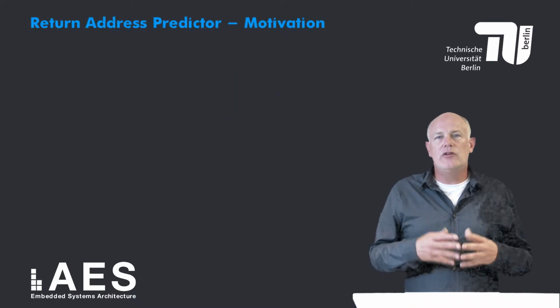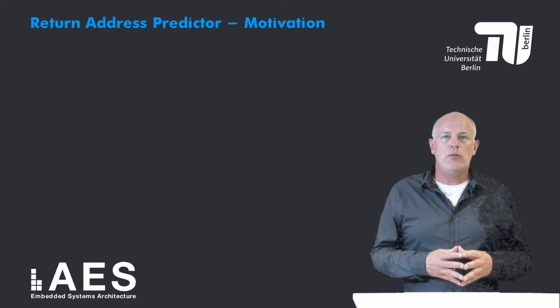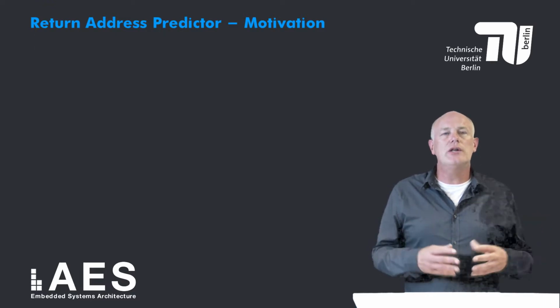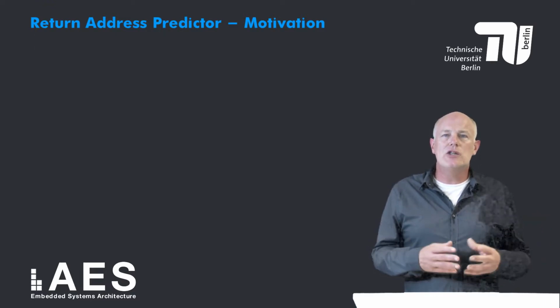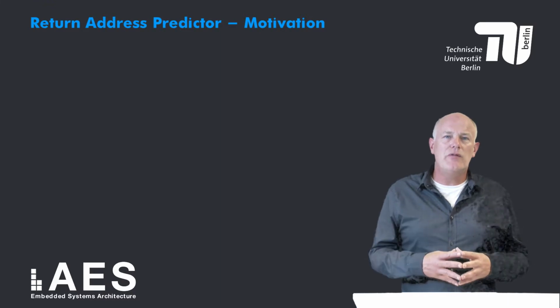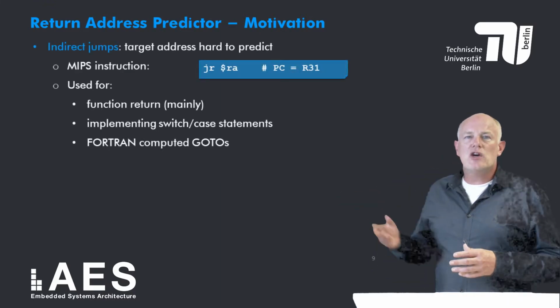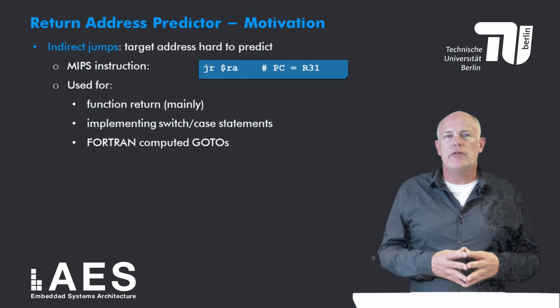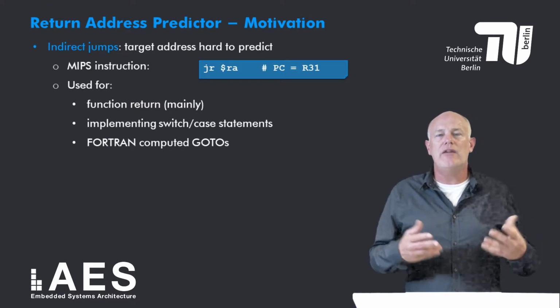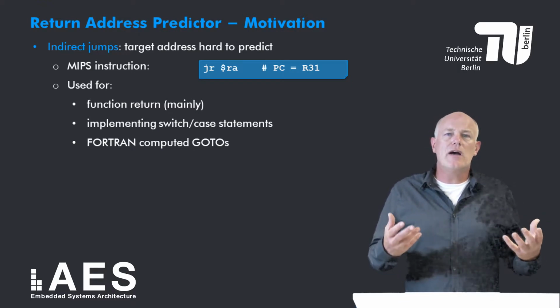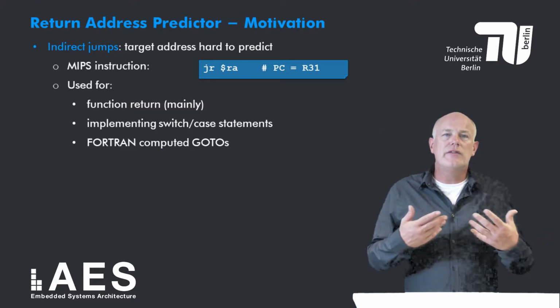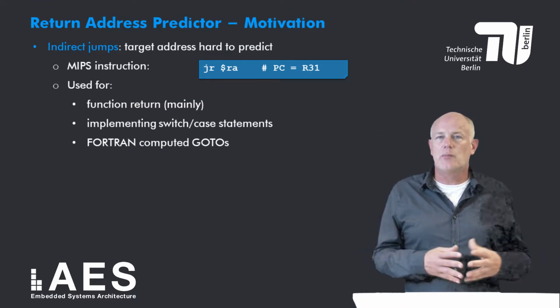The second technique to increase the instruction fetch bandwidth I will discuss is called return address predictor. Before I discuss how it works, a little bit of motivation. All instruction sets support indirect jumps, jumps whose target address varies at runtime. Because the target address varies at runtime, the target address is obviously difficult to predict.